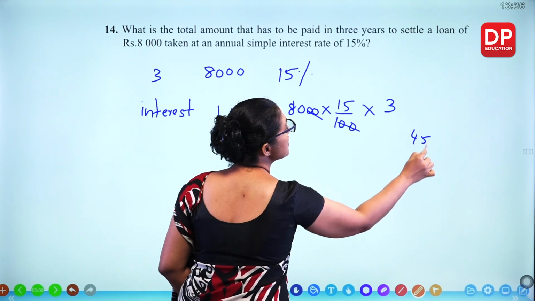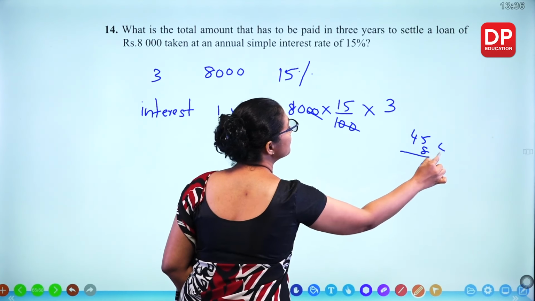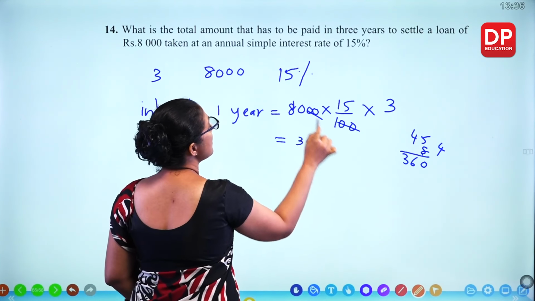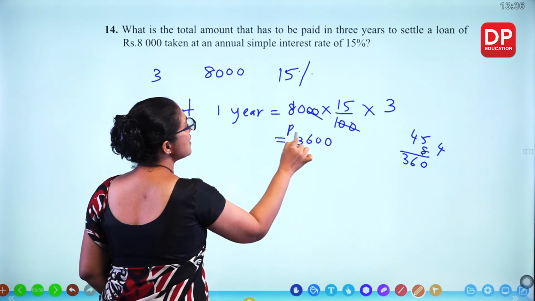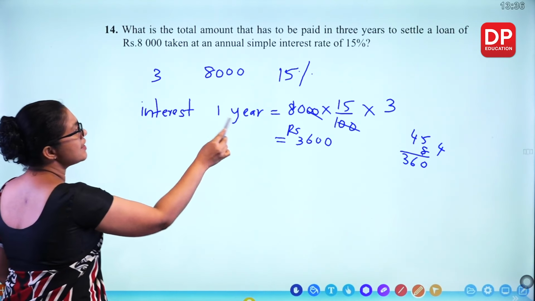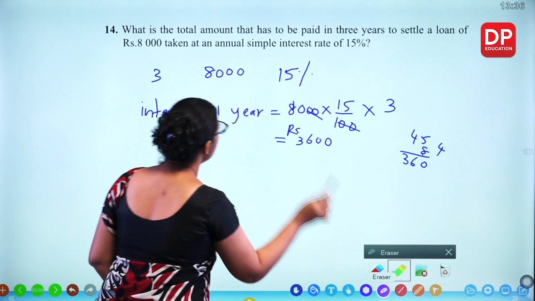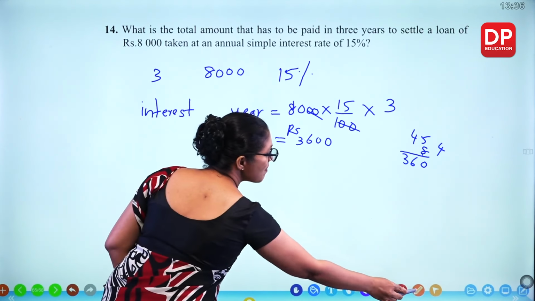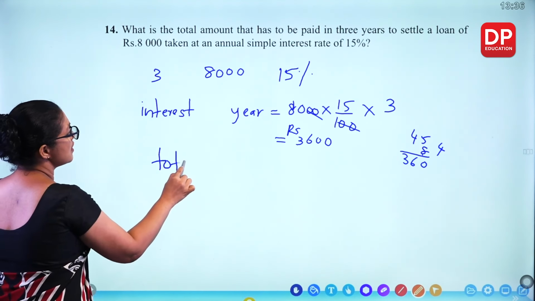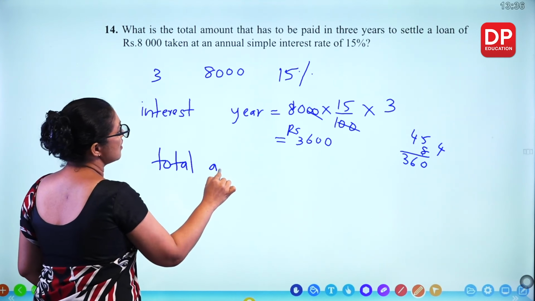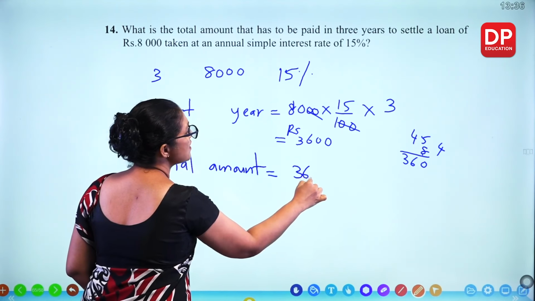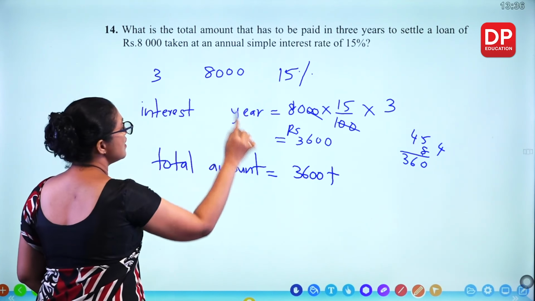45 times 8, 360 and then another 0. 3,600 rupees for 3 years. Here I'll erase this one because I multiplied this by 3. And then what's the total amount that he has to pay with the interest? 3,600 plus the value borrowed.